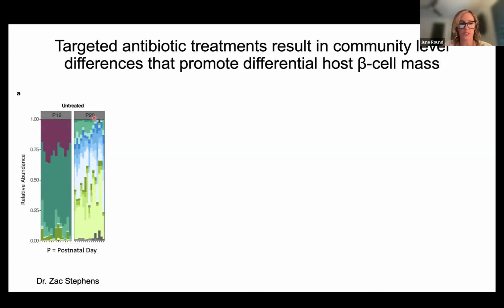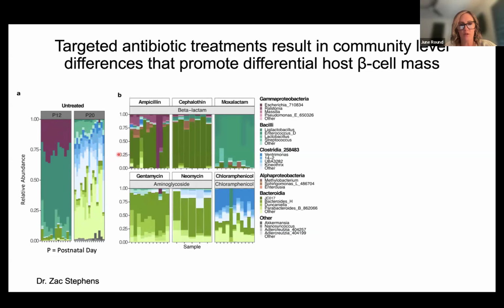So it's a really important diversification of the microbial community. So in order to identify organisms that were involved in beta cell development, we took an approach where we treated animals over that window of time with single antibiotics, which are known to perturb microbial communities in different ways.